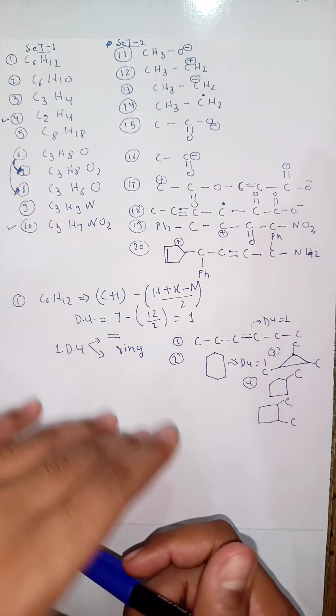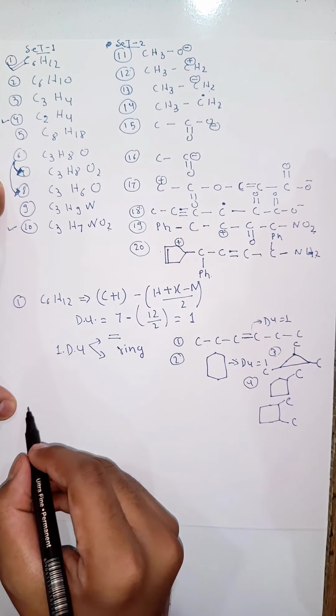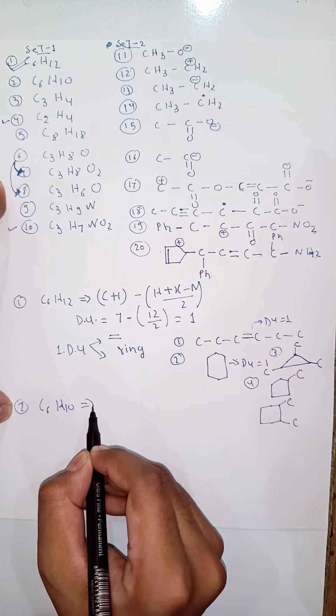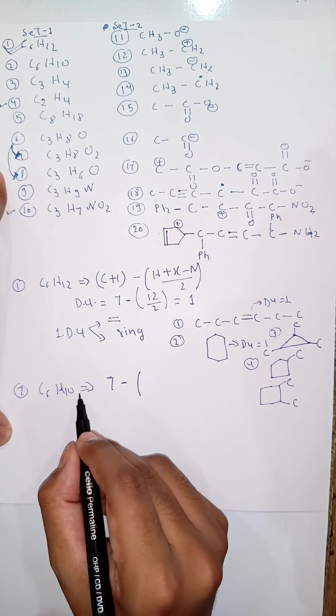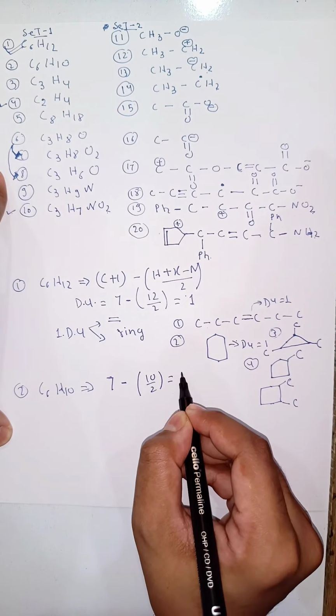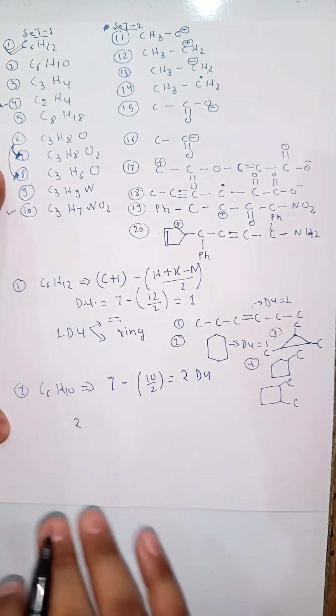Let us take the second problem, C6H10. The first is done. C6H10. Just put it into the formula to calculate DU. 6 plus 1, 7, minus the number of H, which is 10, so 10 divided by 2, means a DU of 2. A DU of 2, now what does it mean?